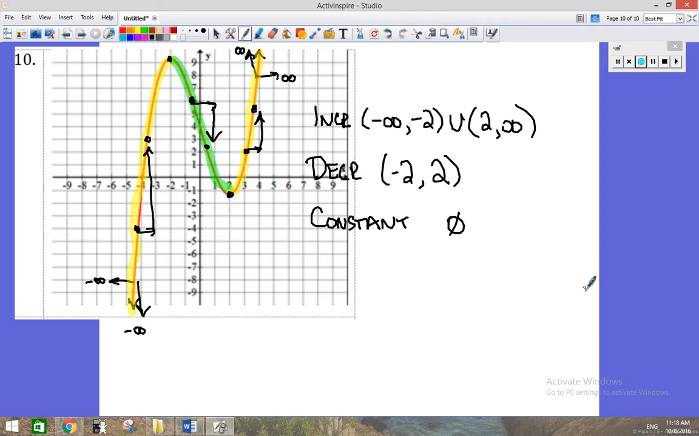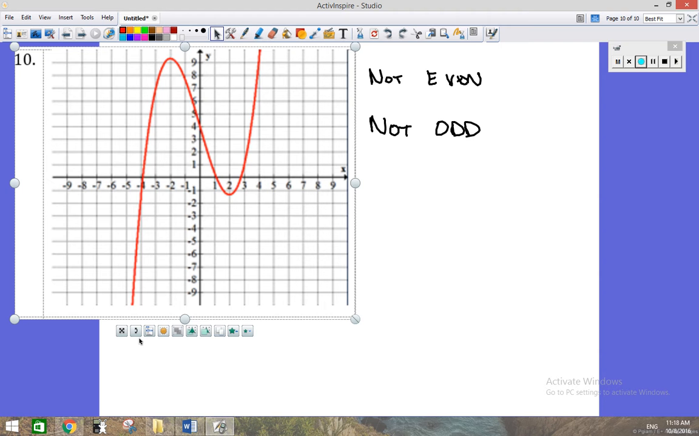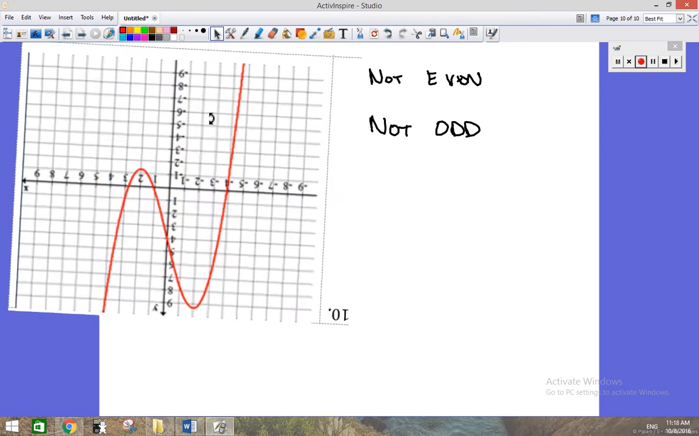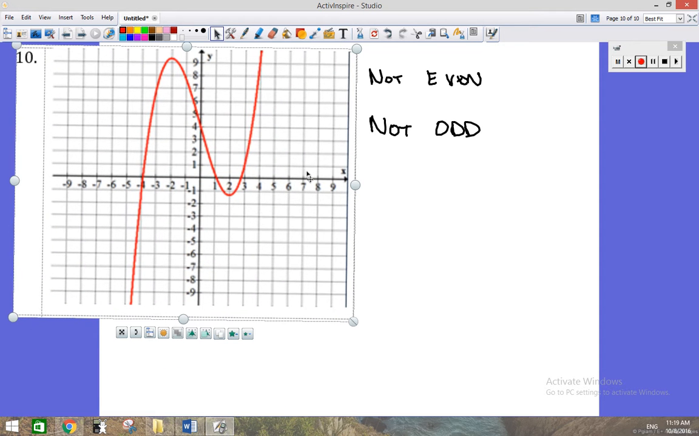So let's determine whether the function has symmetry or not, even, odd, or neither. Let me erase this work. The right hand side is not a mirror image of the left hand side, so it is not an even function. It is not passing through the origin. It does not have symmetry with respect to the origin. If you rotate it 180 degrees, you do not get the same graph. Alright, so it is neither.